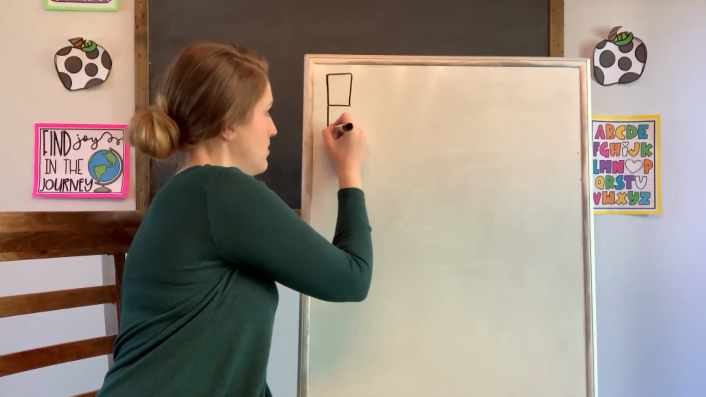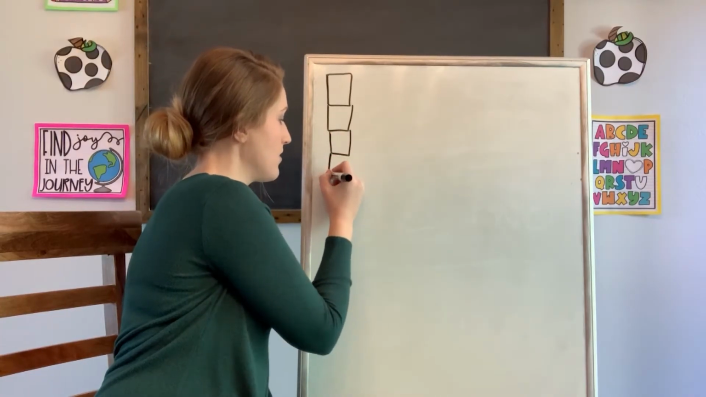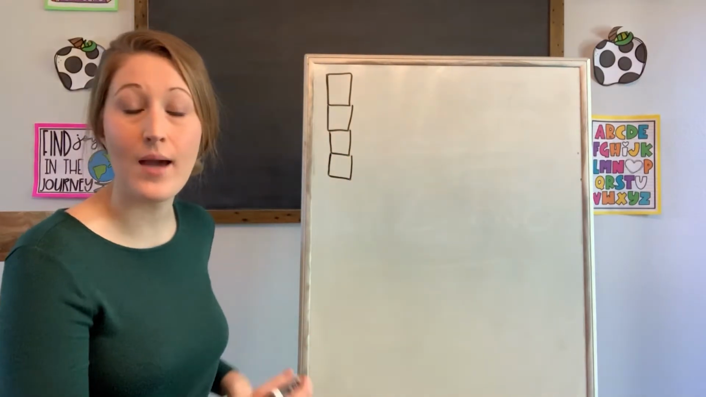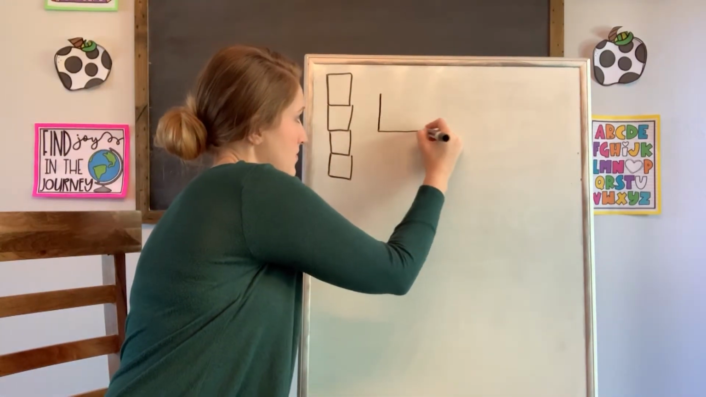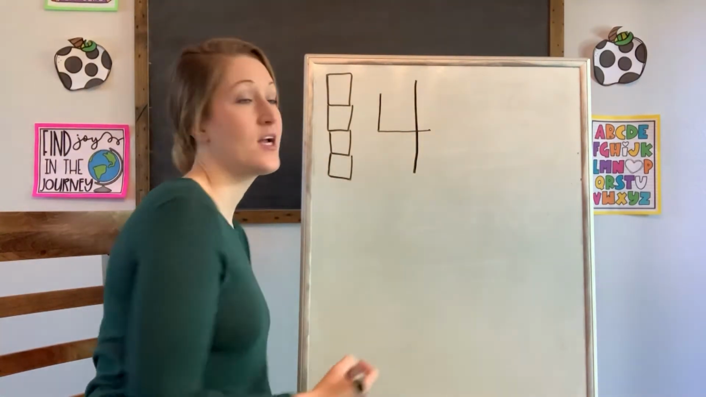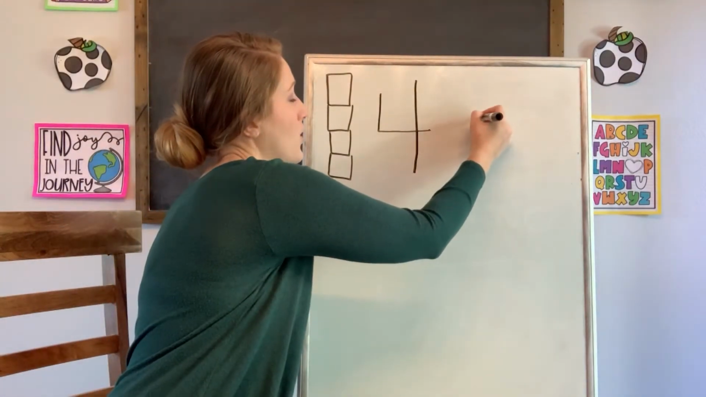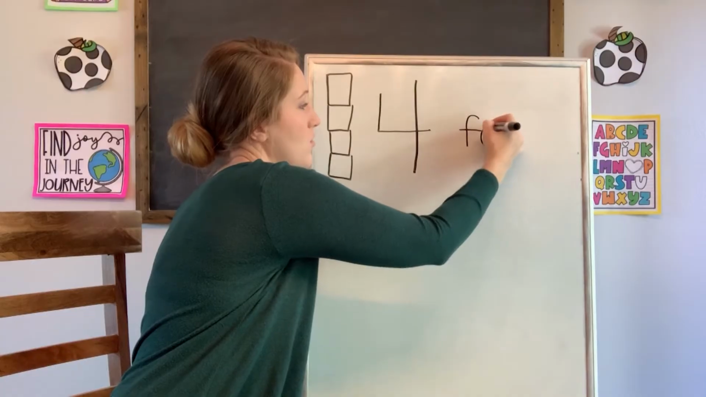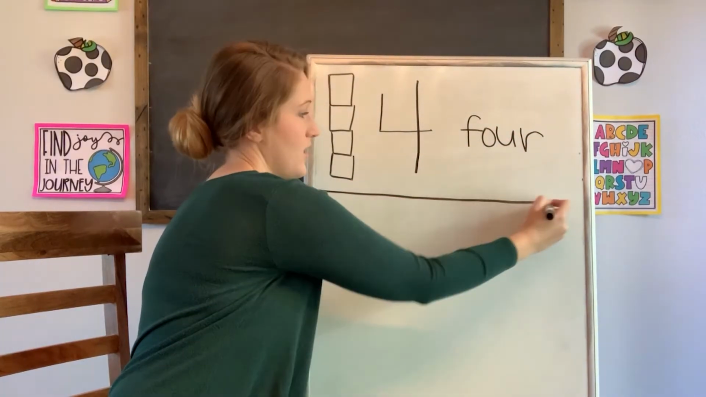1, 2, 3, 4. I'm going to write my number next. The number 4. And then I'm going to spell it. 4. F-O-U-R. Let's try another one.